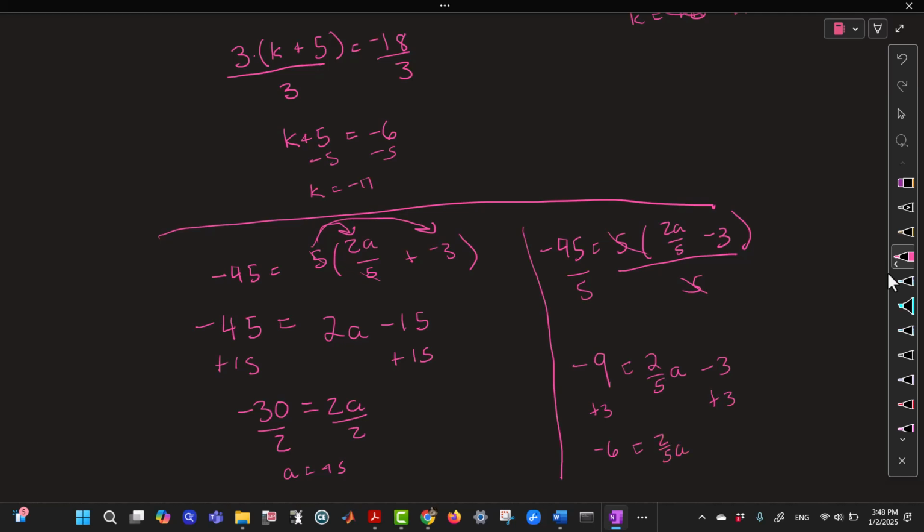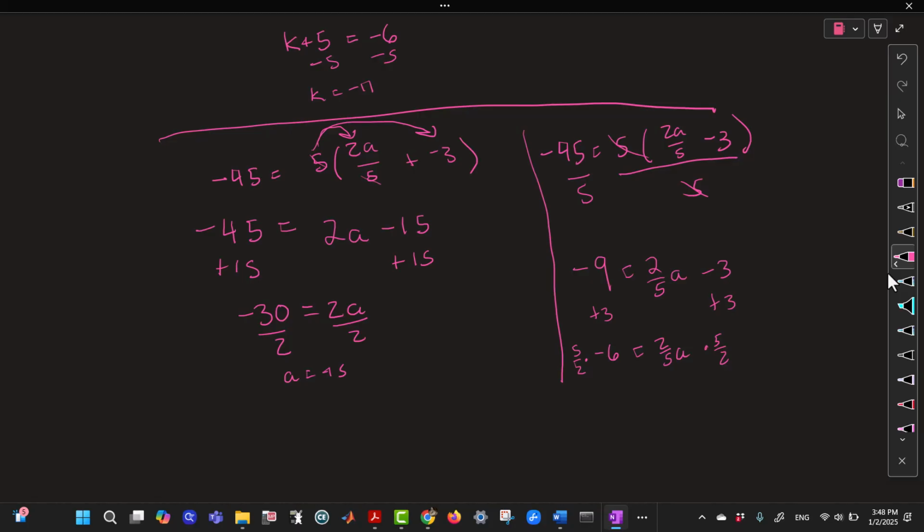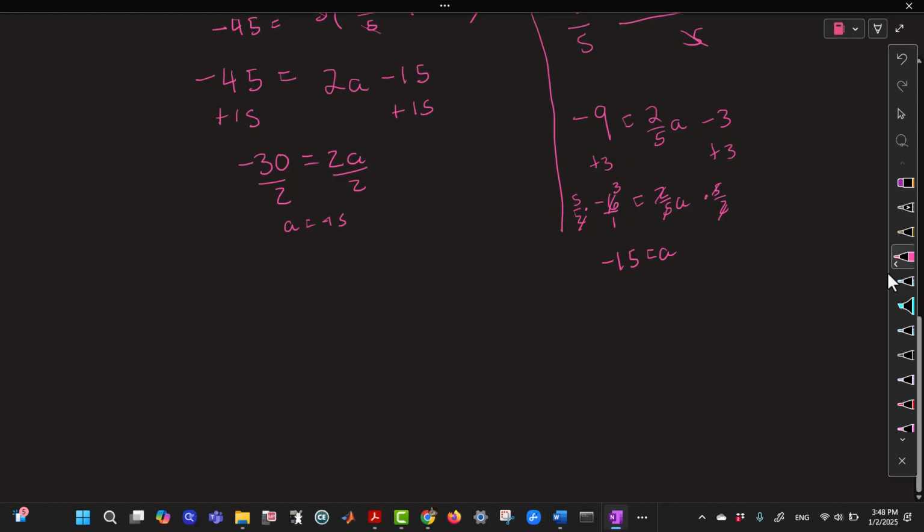And then to get rid of a fraction coefficient, you multiply by the reciprocal. So I'll multiply both sides by 5/2. And 5/2 times negative 6, so 5/2 times negative 6 over 1. The 2 cancels with the negative 6, and I get a negative 3. 5 times negative 3 is negative 15 equals a. And on the right hand side, the whole point of multiplying by the reciprocal is that they cancel. But regardless, a equals negative 15.